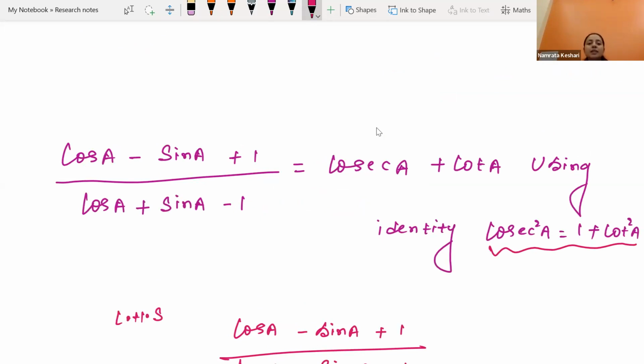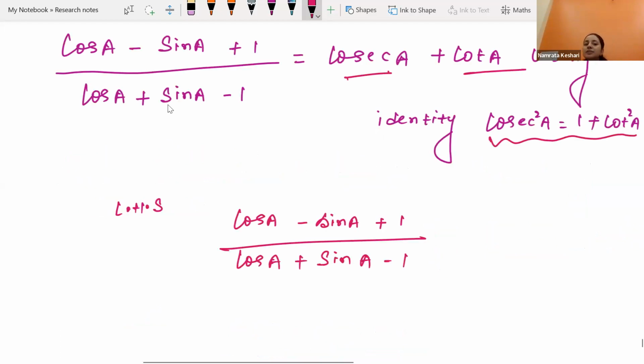Till now I have not told you to focus on the left hand side or the right hand side. But here I would say, let's try making the right hand side from the left hand side. Cosec is there, cot is there. If we have to make cot and cosec over here, what can be done on the left hand side?